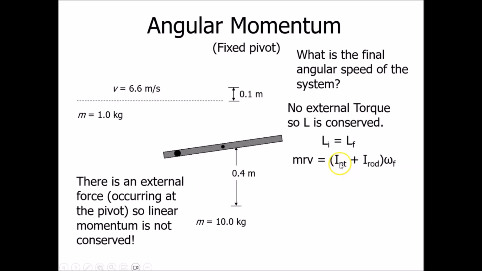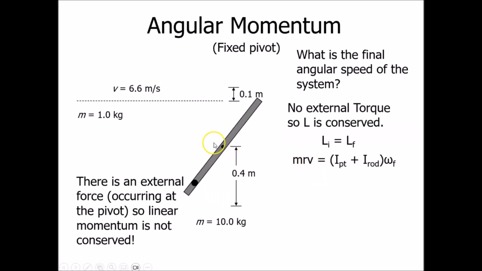Well, Lf would be the rotational inertia of the point particle plus the rotational inertia of the rod times omega final. How would we figure out what the initial angular momentum is? Well, again, that's going to be equal to I omega, but remember that omega is equal to v over r, and I would be mr squared. So the r's cancel and we're left with mrv.